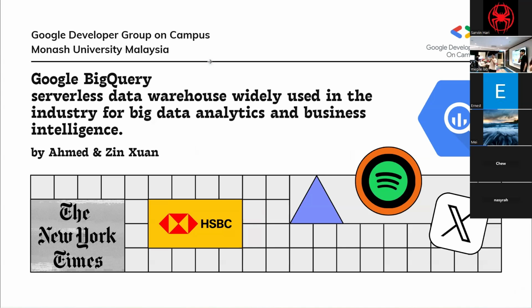Our first ever study jam from GDG is going to be about Google BigQuery. So what is BigQuery? BigQuery is a serverless data warehouse widely used in the industry for big data analytics and business intelligence. So you can see companies like Spotify, X, HSBC, and the New York Times use it.